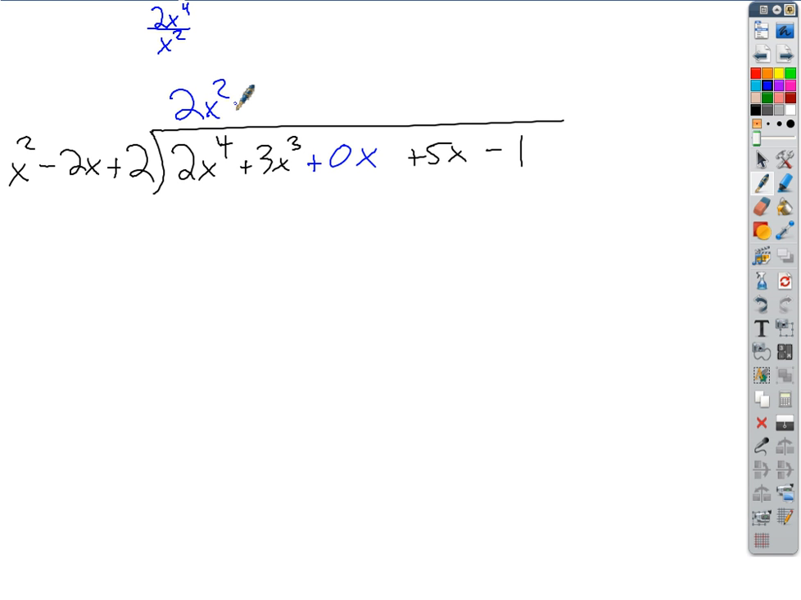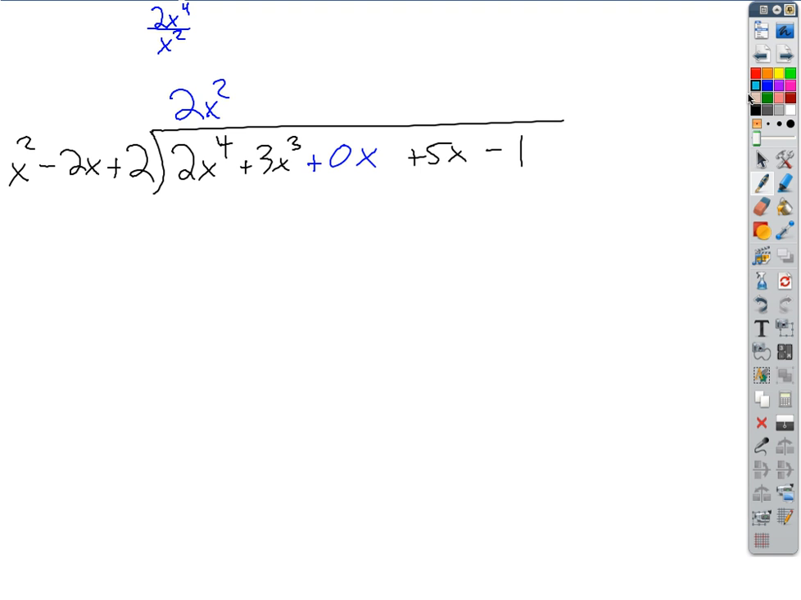Now, the way I usually do this instead is I just ask myself, x squared times what is 2x to the fourth? Doesn't that seem easier in a way? Because to me it does. So x squared times 2x squared would give me 2x to the fourth. And so that's going to be the first part of the polynomial answer. That's the first term.